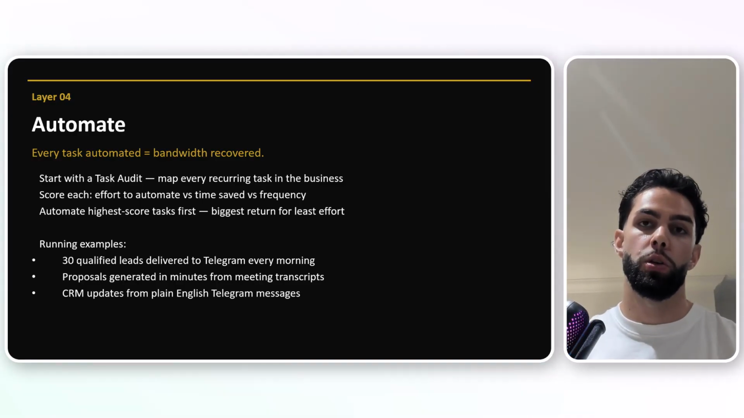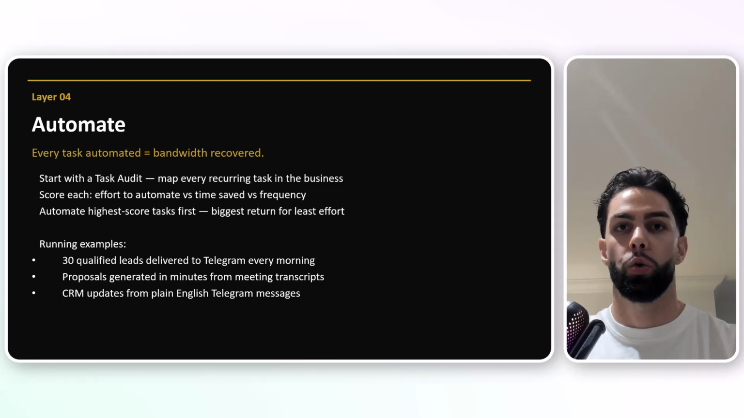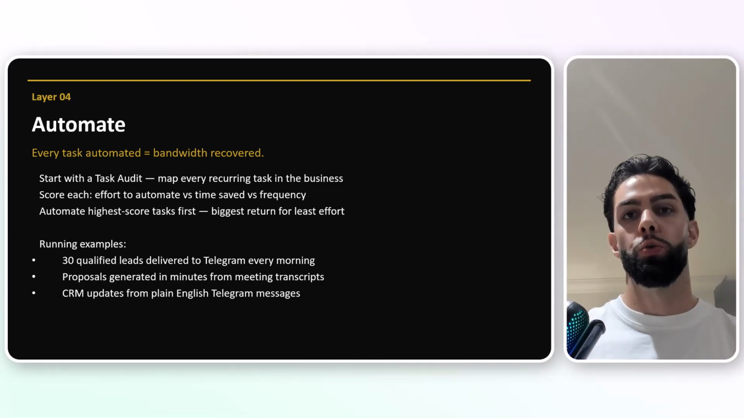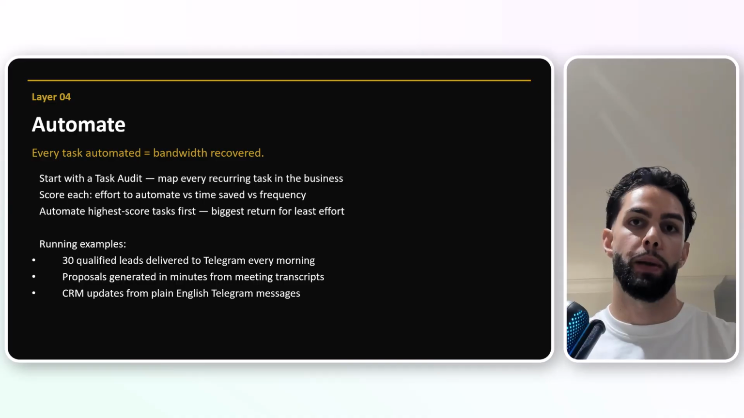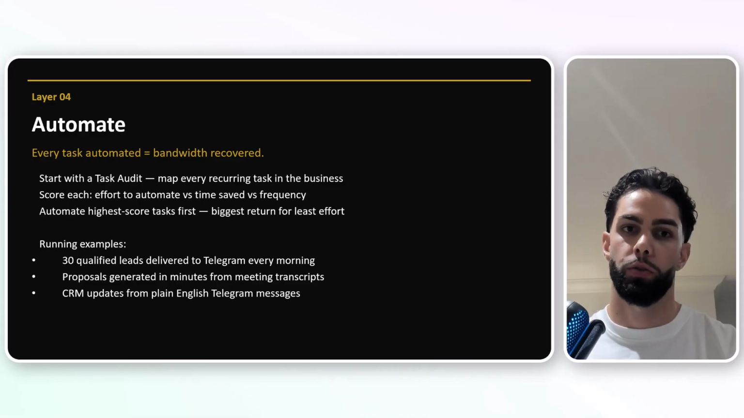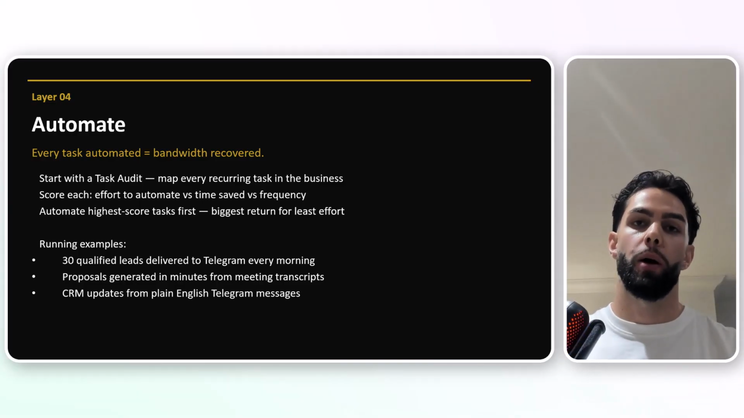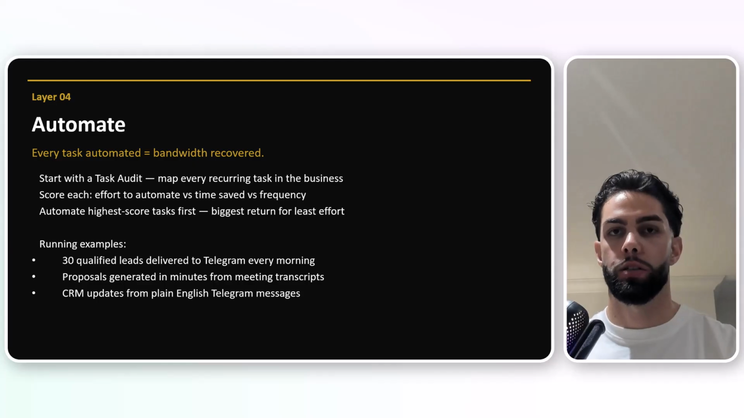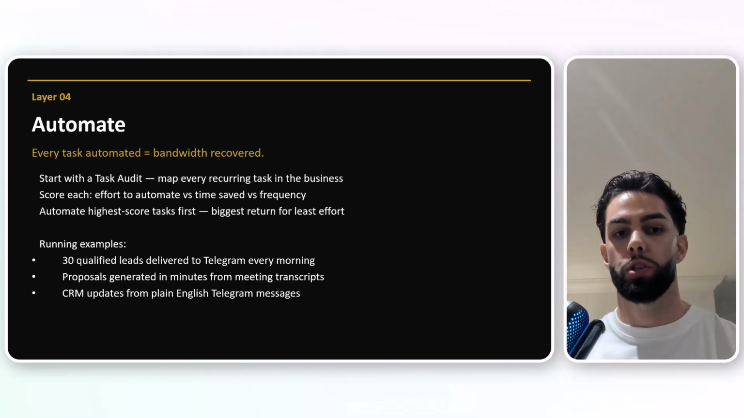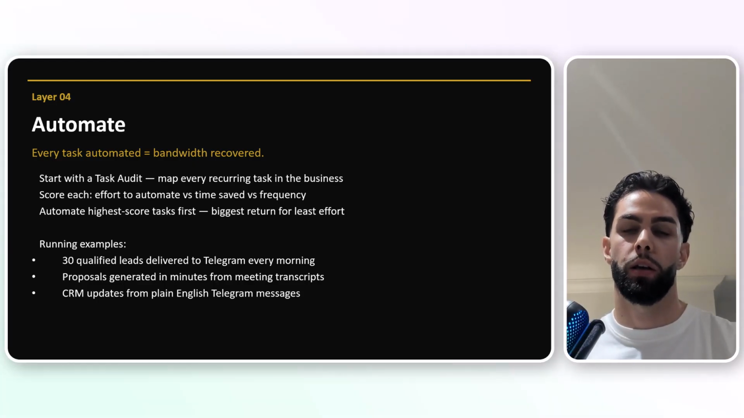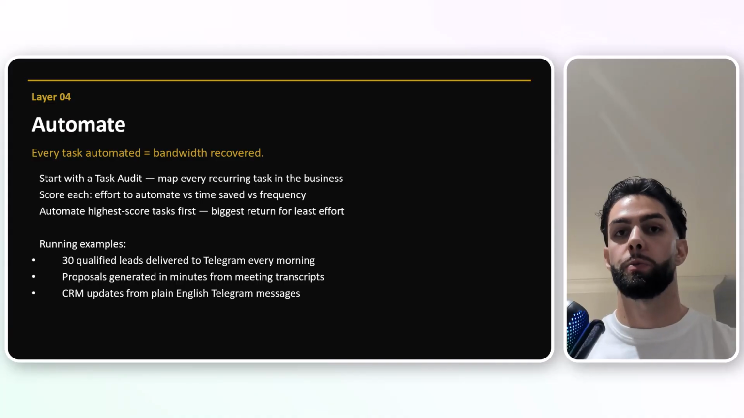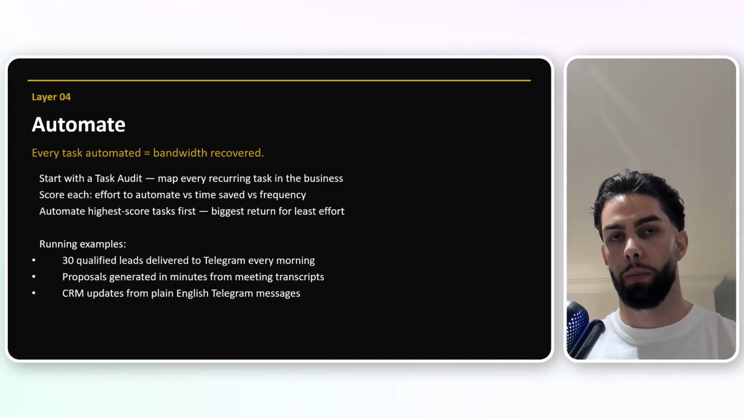So some running examples that you might have are a qualified list of leads that get delivered to you every morning that you can outreach to. Or maybe you get proposals generated in minutes from meeting transcripts that you've had from the day before. Or maybe you get CRM updates from plain English Telegram messages that your team has been sending. So these are examples of things that can be automated that you as a business might do, but this is going to be specific to you on a business by business basis.